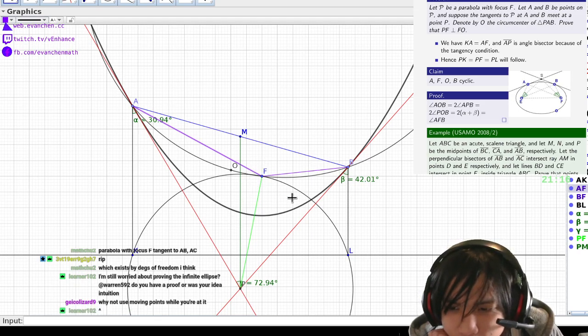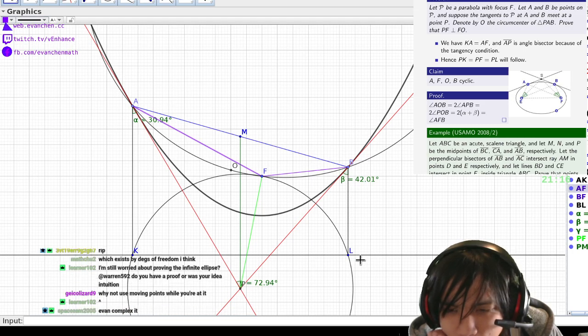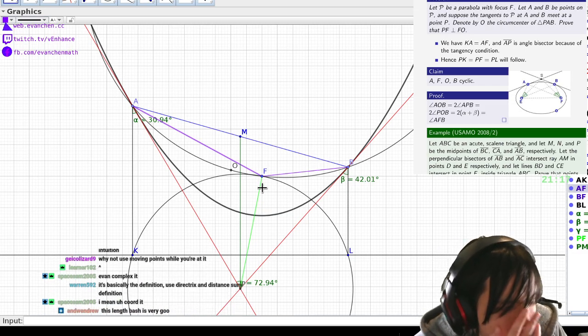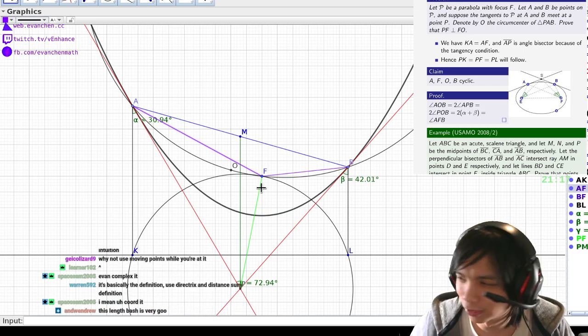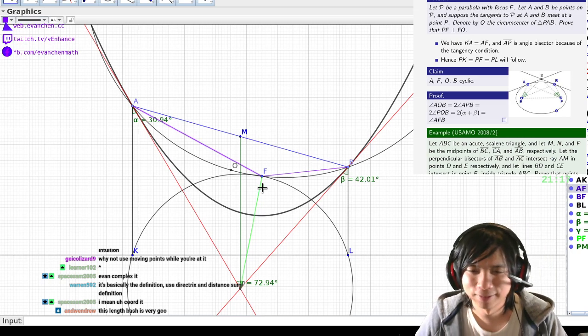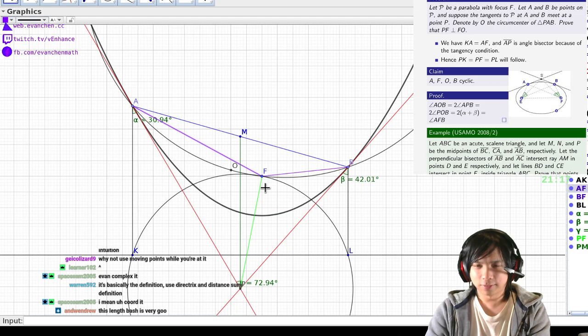So it's like reflect F across these two things. And yeah, reflect. I think we can change it into a very similar problem. If I do the two reflections, then we have two perpendiculars.